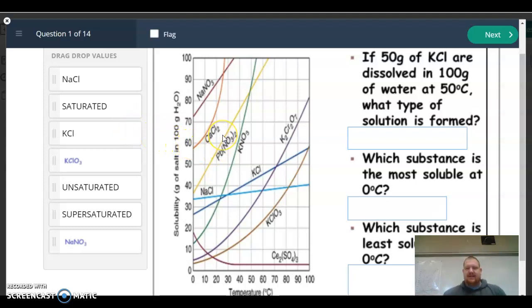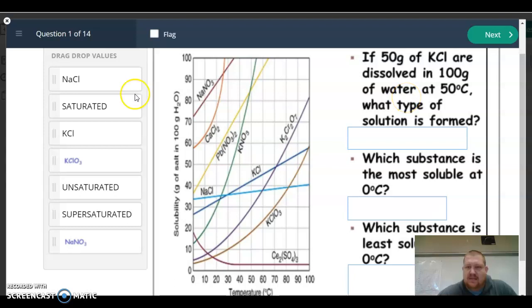All right, looking at this solubility curve. Looking at question 1, we have three things to do. We have to put an answer here, here, and here. Is that all of them? All right, we're using this graph to answer our questions.